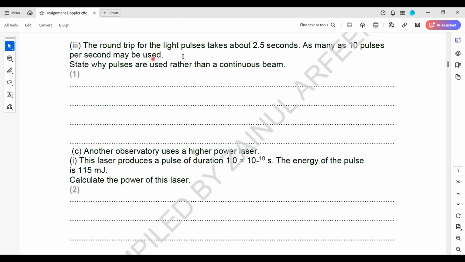Another question: a round trip for the light pulses takes about 2.8 seconds. As many as 10 pulses per second may be used. State why pulses are used rather than a continuous beam. Like they're saying, why did we not use a continuous beam, continuously sending the signal and receiving it back? What is the reason why a small pulse is sent?